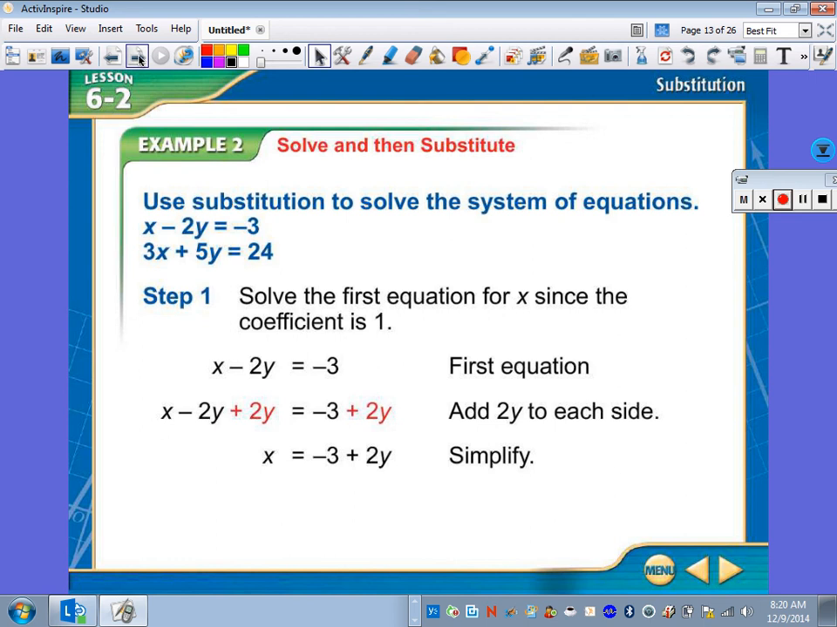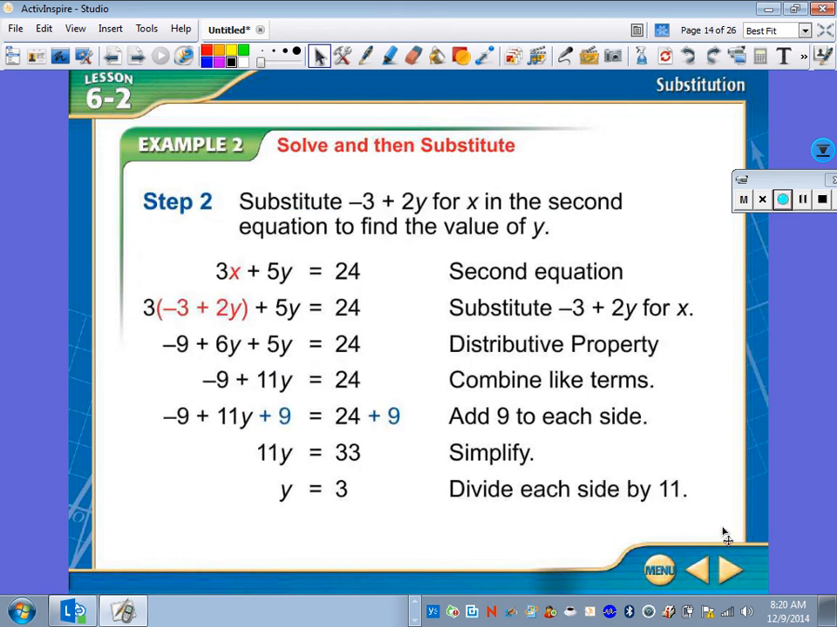All right, so that's the first step. Now we're going to do what we've been doing. We're going to replace that x in the other equation with that negative 3 plus 2y, or 2y minus 3, whichever one you wrote. Okay, and then we're going to do distributive property. We're going to combine like terms. We get y equals 3. Okay, so take a minute, pause if you need to.